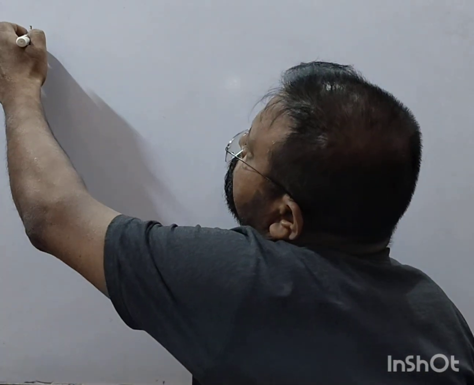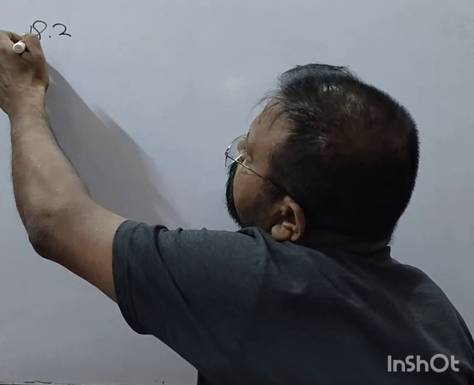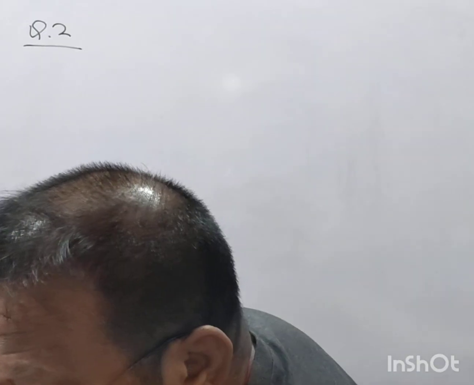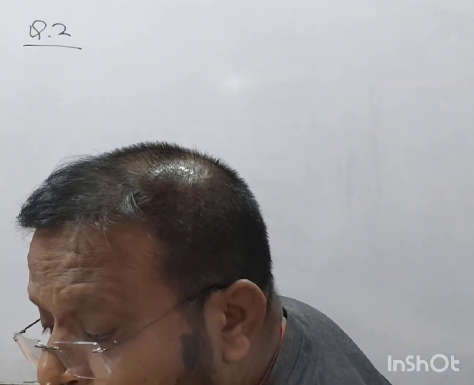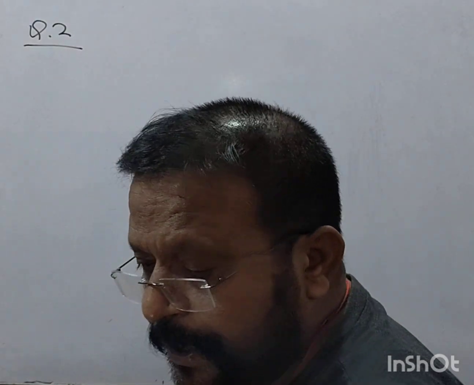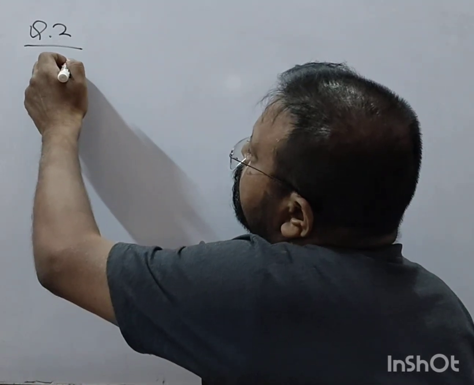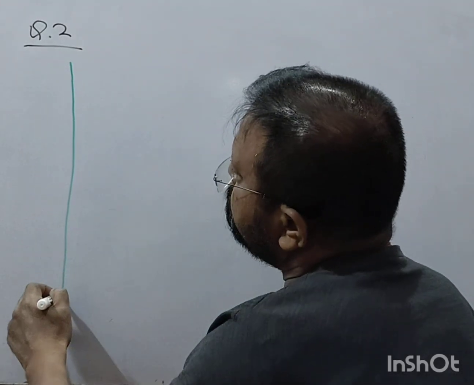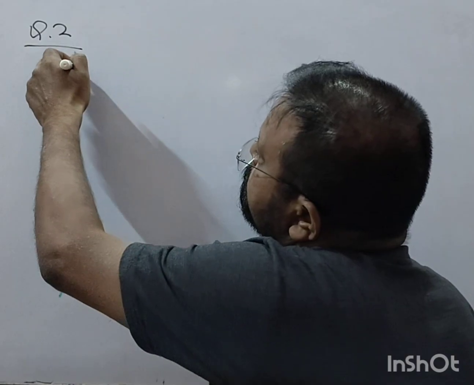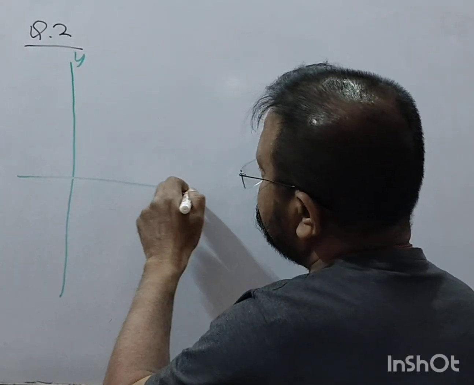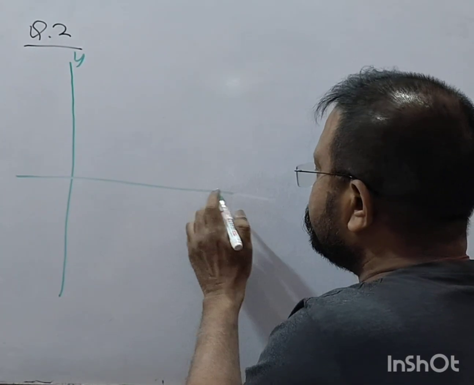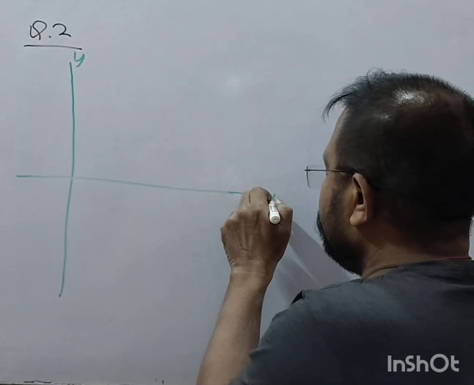Question number 2. What is that? Let M be the midpoint of a line segment XY whose one end is 0, 0. Find the coordinates of the other end. Okay. So this is the Cartesian plane we have. Say this is the Cartesian plane. This is the y-axis. This is the x-axis. It is, I am presuming, right?